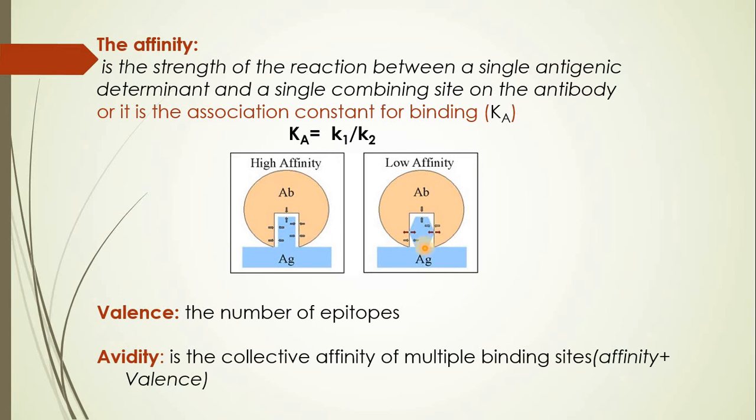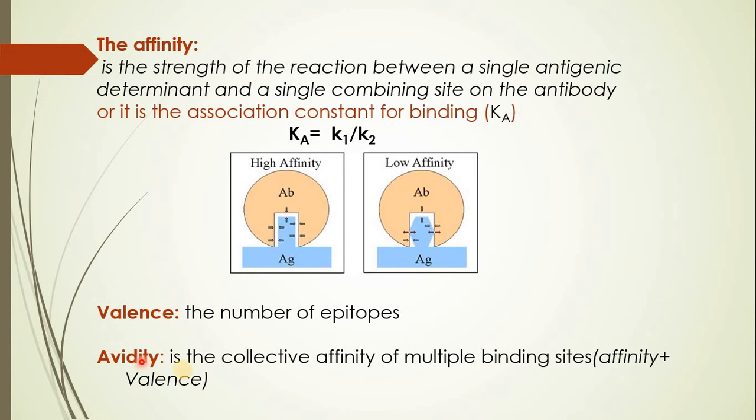Opposite to that, if the association between the antigen and antibody is not strong, because there could be a structural difference between the epitope of antigen and paratope of antibody, then in that situation we can say the antigen antibody affinity is very low. Now this affinity depends on the number of epitopes, which is called the valence. So to have high affinity, the valence should be greater.